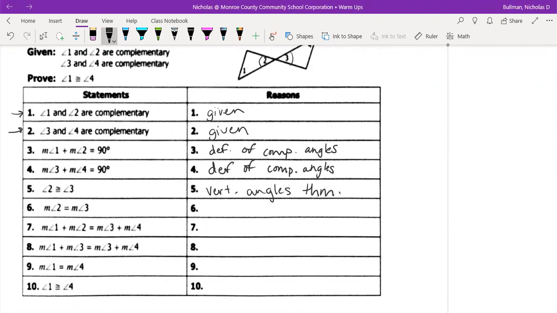And then statement 6 says that the measure of angle 2 is equal to the measure of angle 3. Well, that's very similar to statement 5, and although my notation changed, it's because I went from congruent to equals. So remember, that's our definition of congruence.